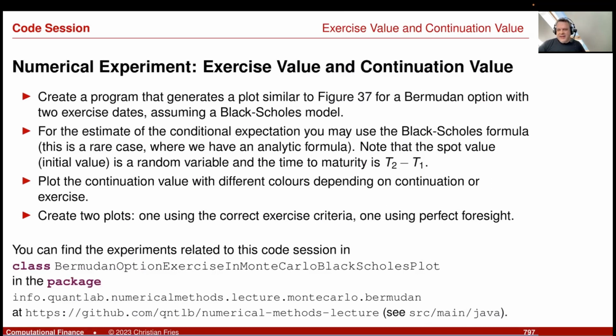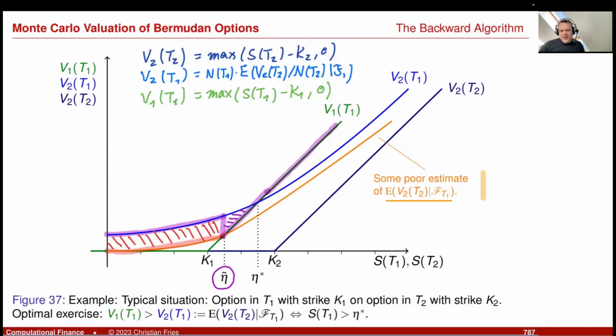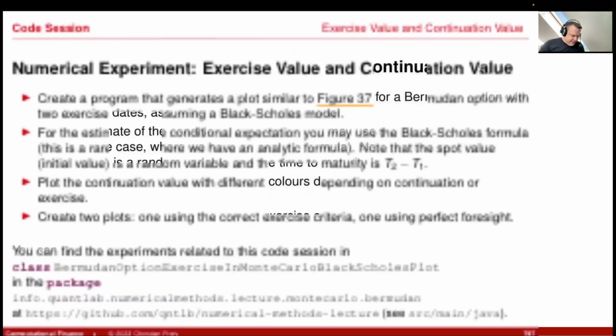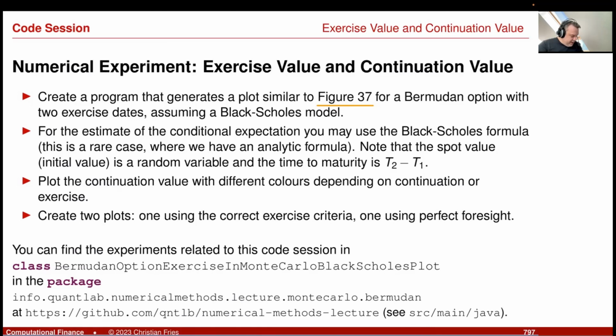And we now have a nice numerical experiment. I would like to start by recreating the figure that I have discussed with a program, and also evaluate the Bermudan option that we have here, the Bermudan option with 2 exercise dates. I would like to do this by assuming a Black-Scholes model, which has an advantage, because in the Black-Scholes model I can calculate this conditional expectation analytically.